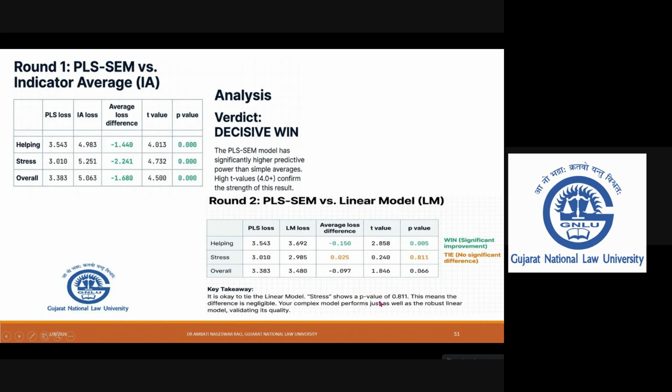Stress shows a p-value of 0.81. This means that the difference is negligible. 3.01 minus 2.90, the difference is very negligible. Your complex model performs just as well as the robust linear model, validating its quality.